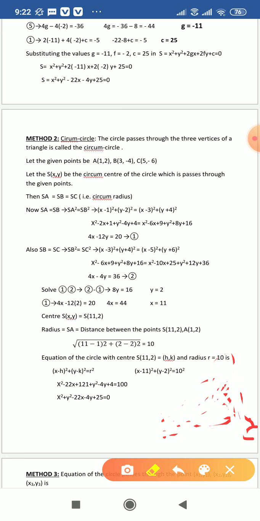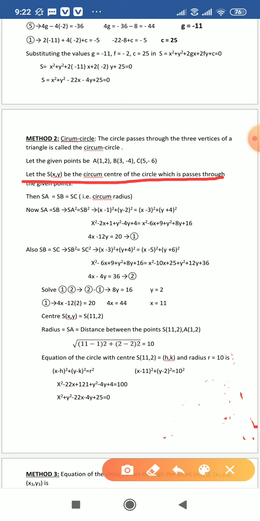For that, we use the second method, by using the circumcircle. Circumcircle means the circle passing through the 3 vertices of a triangle. Let S(h, k) be the center of the circumcircle, which passes through the given 3 points. We let that center be S(x, y).